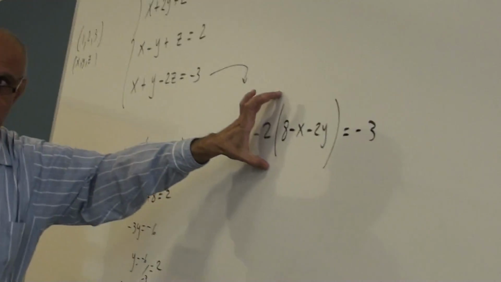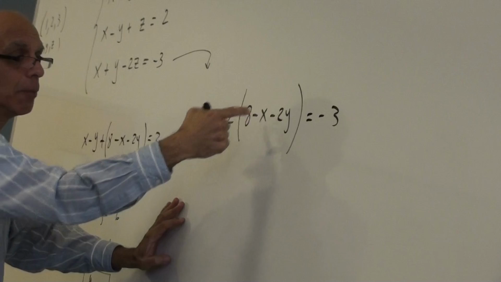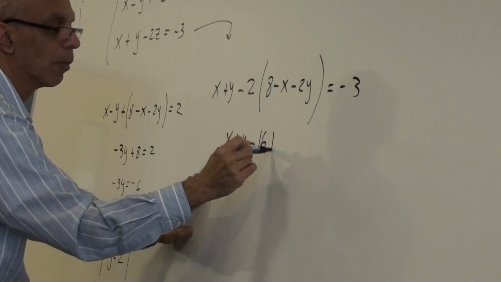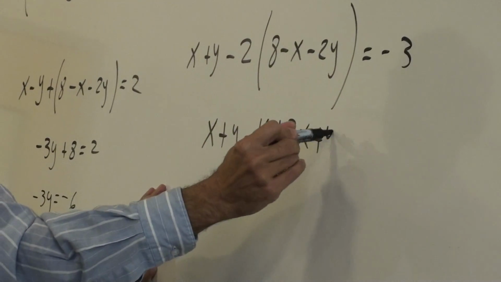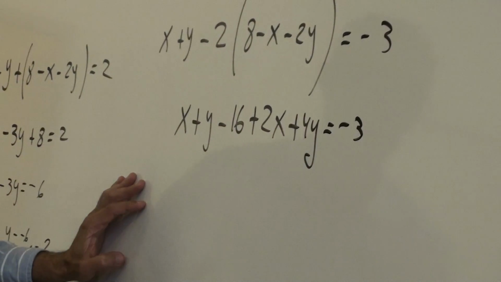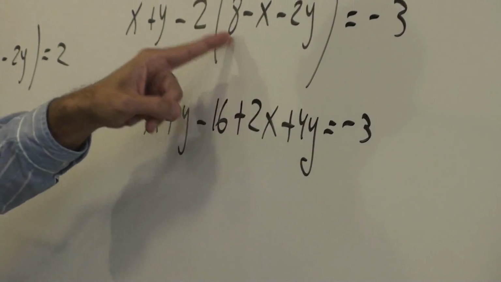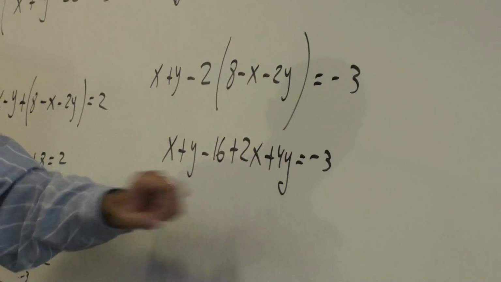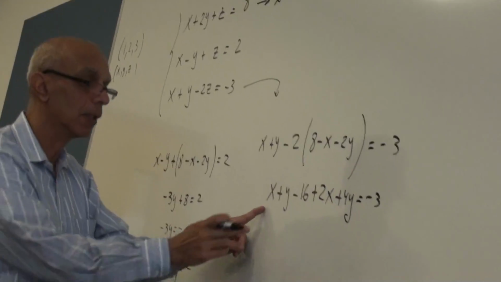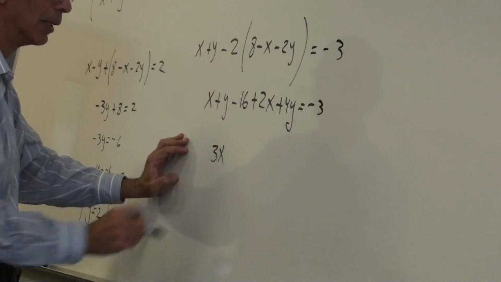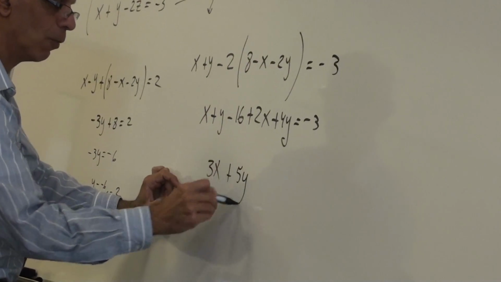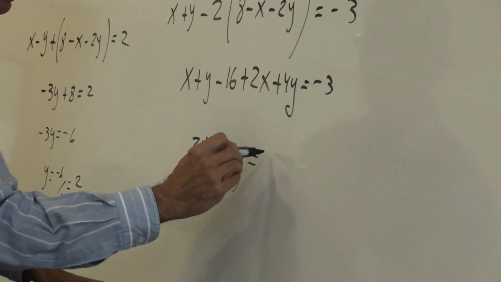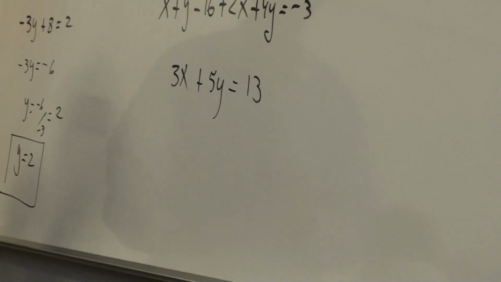From here, I just moved it there. I have a negative 2 here that I'm going to distribute. So we're going to have x plus y minus 16 plus 2x plus 4y equals negative 3. I just distributed negative 2 times 8. Negative 2 times negative x is positive. Negative 2 times negative 2y is positive 4y there. So now let's combine the like terms. I have 3x plus 5y. 16 I can add on both sides. It's going to be what? Positive 13. Okay?